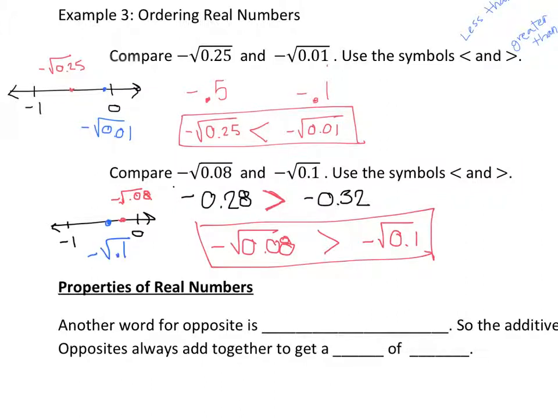Alright, here's the answer if you want to check. I found that we needed a greater than sign because the first square root that we had, the negative square root of 0.08, ended up being closest to 0, which meant it was bigger. Alright, because it was the most to the right. Okay, this number was most to the left, so it's the smaller one. Smaller end faces the little number, big end faces the bigger number.